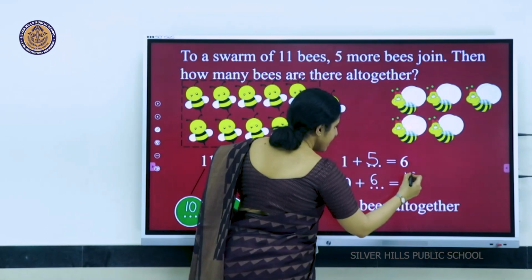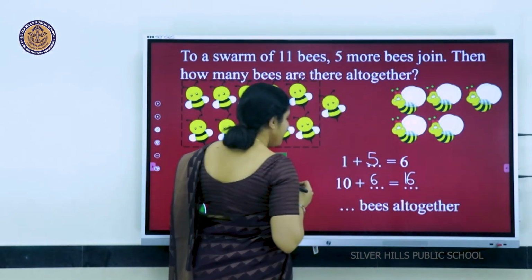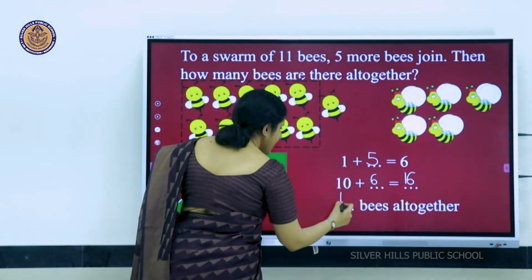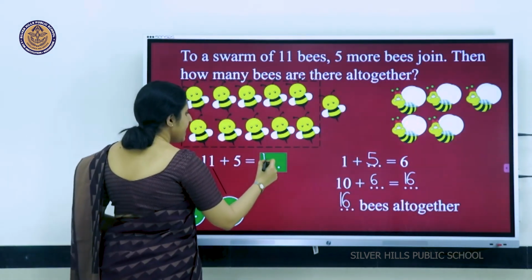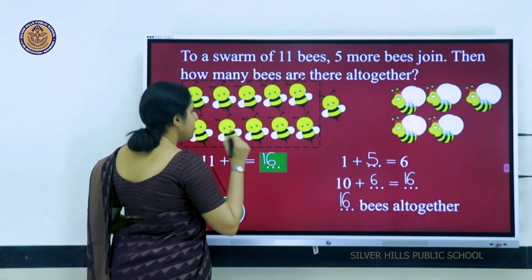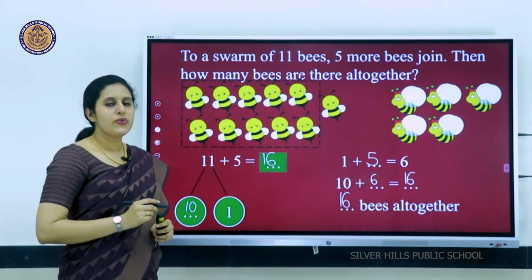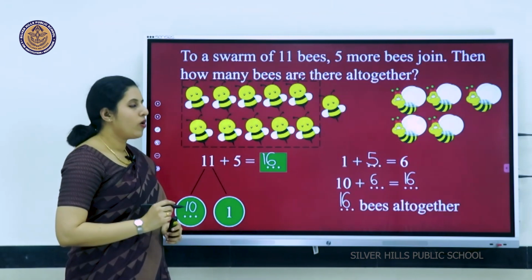It is 16. So, there are 16 bees altogether, and that answer you can write here in the box. So, how many bees altogether? 16 bees altogether.